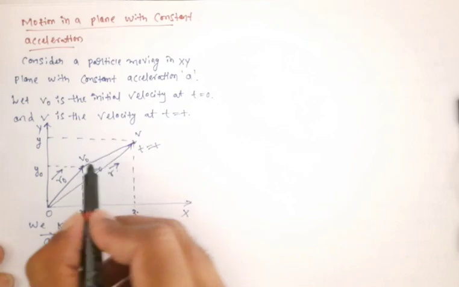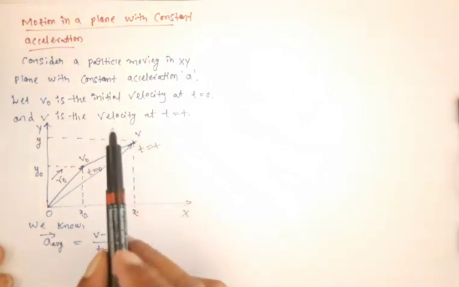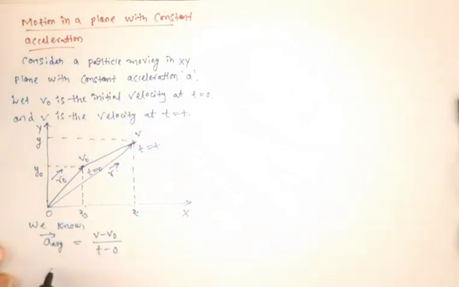Final velocity is v, initial velocity is v naught. And from here, what can we write? Here we say constant acceleration, right? When acceleration is constant, what happens? Average acceleration and instantaneous acceleration both are same. Whenever a particle moves with constant acceleration, average and instantaneous both are same. So here you can write (v minus v naught) by t.